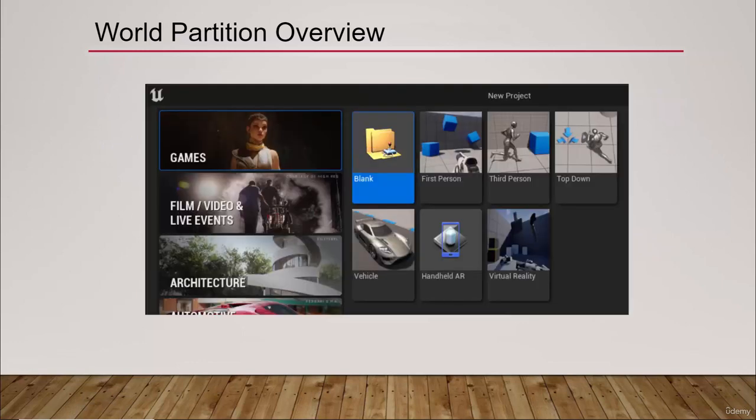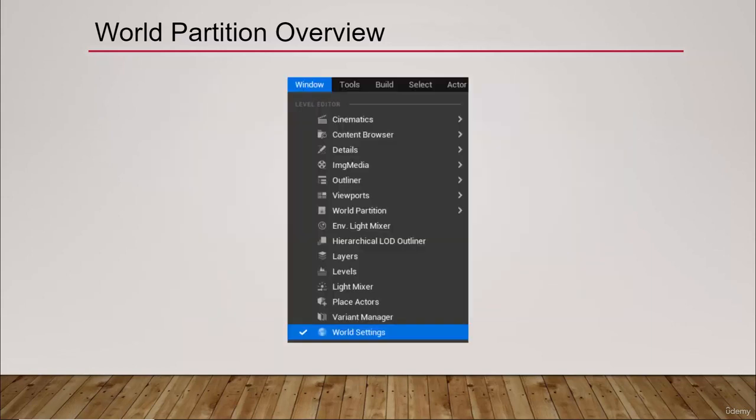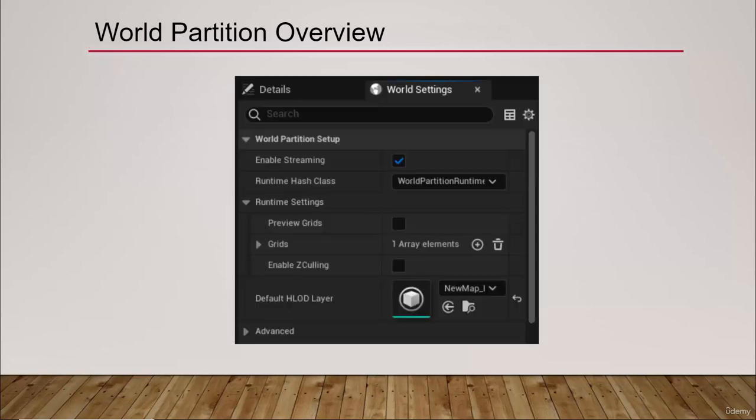Alright, so there are three different ways to enable the world partition system for a level. One way is to create a new project using one of the templates in the games category. The default level for each of these projects has world partition enabled by default. They do not, however, have grid cell streaming enabled by default. So to enable that, you would need to go to Window, World Settings to view the World Settings panel. And then in the World Partition category, you would need to set the Enable Streaming property to True.